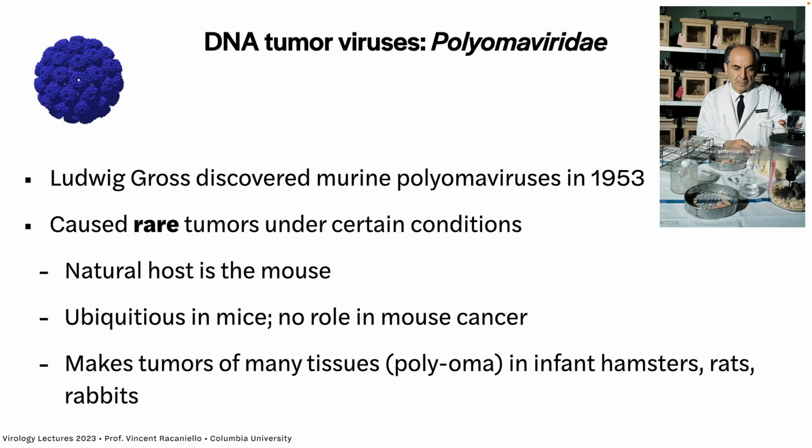Also, Ludwig Gross, working separately, found that certain polyomaviruses caused tumors in mice. These viruses, the natural host is the mouse. They don't cause cancers in mice. But if you infect hamsters or rats or rabbits, the wrong host, they make a lot of different kinds of tumors. That's why they were called polyoma, many different tumors.